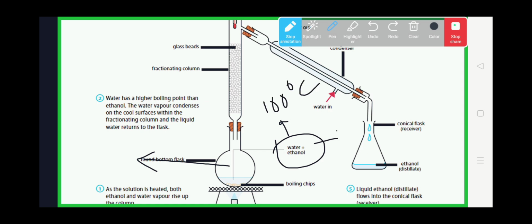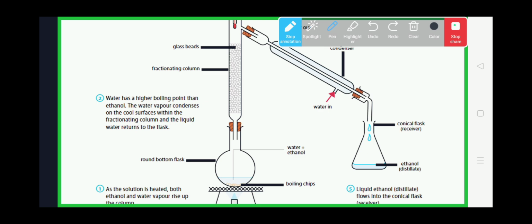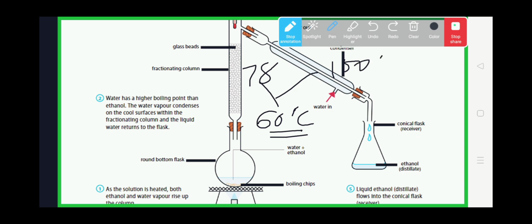So initially when you're going to heat the mixture, if I give you the example of 60 degrees centigrade, definitely, what do you think? 78 is the boiling point for ethanol and 100 is the boiling point for water. So definitely at 60 degrees centigrade, what vapors will be there near this place? Ethanol's vapor will be there. And what about water?